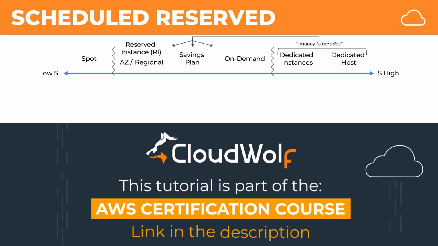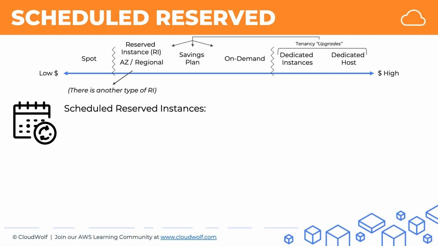So here's our diagram, and in reserved instances, which we've talked about quite a bit, there is another type of reserved instance which is called scheduled reserved instances. Here you're able to reserve capacity and schedule it to recur daily, weekly, or monthly. For instance, you could say every day from midnight to 4 a.m. I need a certain capacity. You are locked into a 1-year term. And that's pretty much how it works.